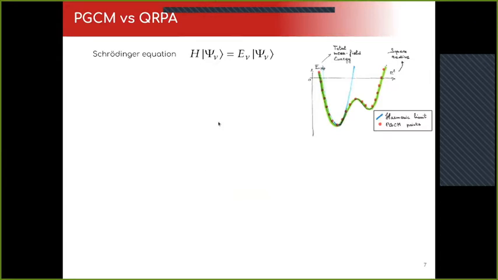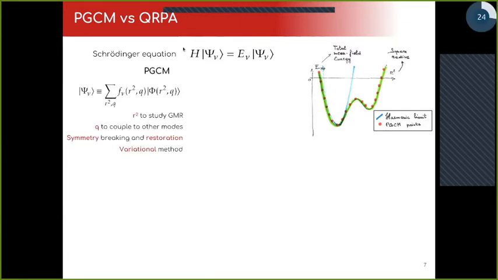In both cases, we aim at solving the many-body Schrödinger equation. With P-GCM, we try to write down an ansatz for the eigensolutions of this equation as a superposition, a linear combination of different constrained mean field solutions. Typically, since we expect the monopole resonance to be mostly associated with fluctuations and variations of the nuclear mean field radius, the main quantity we will constrain is the mean square radius.